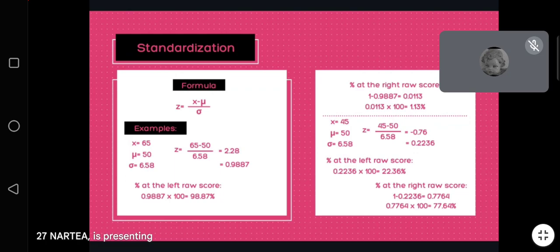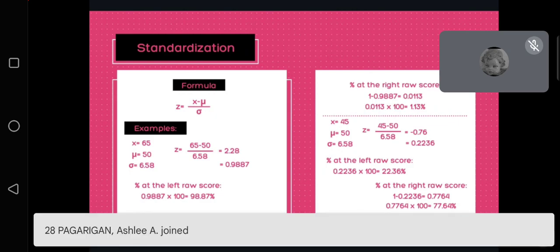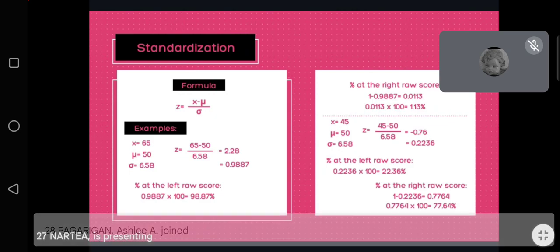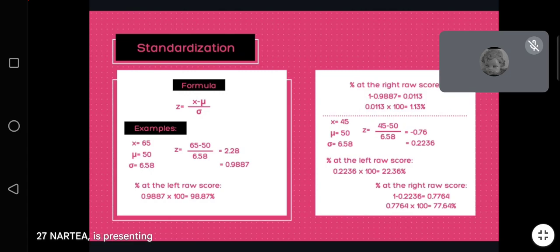Another example: we have the x as 45, and the mean and standard deviation as is. You can see this example in the last assignment that we have. We subtract again: 45 minus 50, and if it's going to be negative 15, then divided by 6.58, it's going to be negative 0.76.